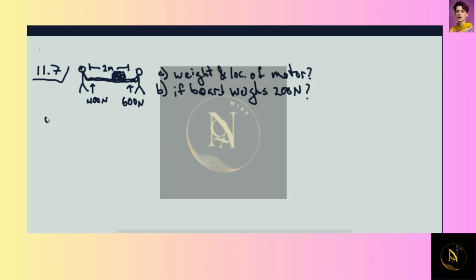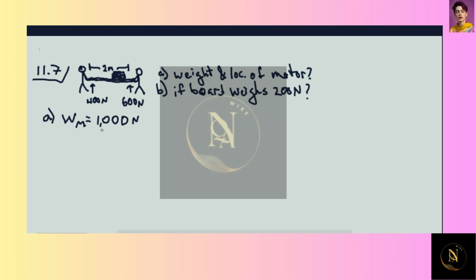So for part A, from just the sum of all the forces being zero, in order for the center of mass not to be accelerating, the weight of the motor has to just be equal to the two forces that are lifting it up. So that part is pretty simple. It's just the total force required to lift it.